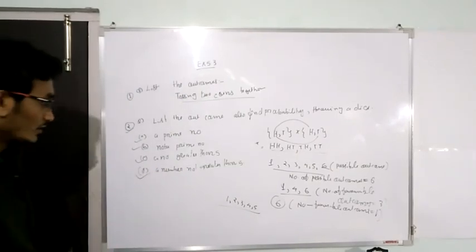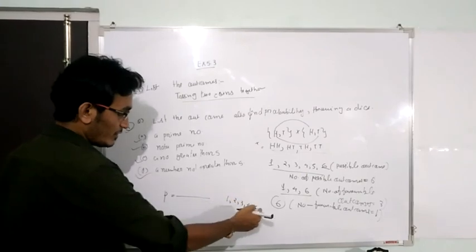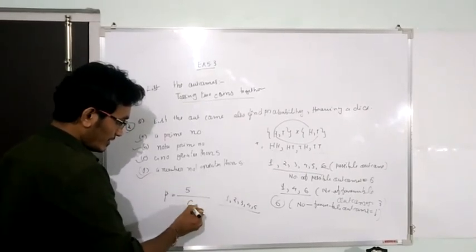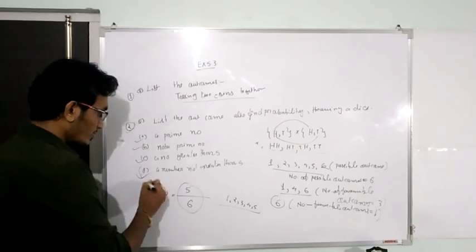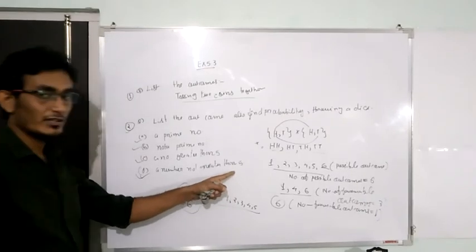Okay, now we have to find the probability. So what should be the probability? The favorable outcomes are 5, the total number of outcomes is 6, so 5 by 6 is the probability of getting a number not greater than 5.